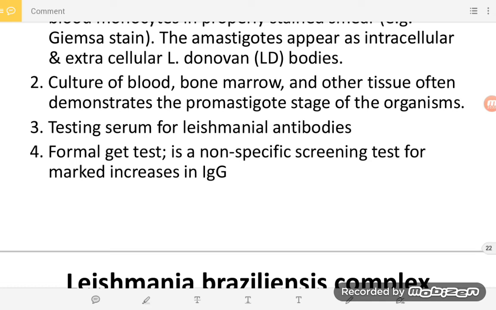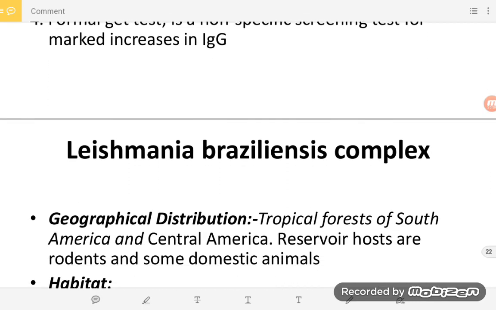The testing of serum for Leishmanial antibody. Here you can test IgG antibody or IgM antibody by using known Leishmania antigen. The formol gel test is a non-specific screening test for marked increase in IgG.